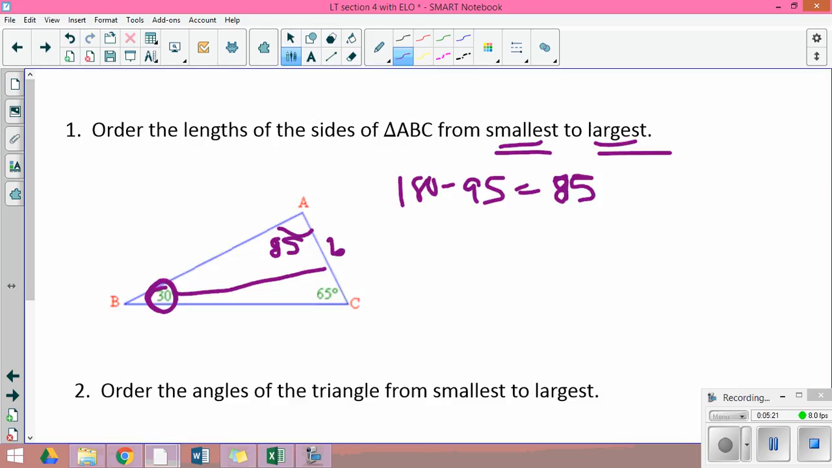Now, just as a note, we name sides with lowercase letters of the angle opposite. So this side is either side AC or little b. This side over here is little c. This side here is little a. So from smallest to greatest, we have b is less than c is less than a. Because a is opposite the biggest angle, that makes it the biggest side.